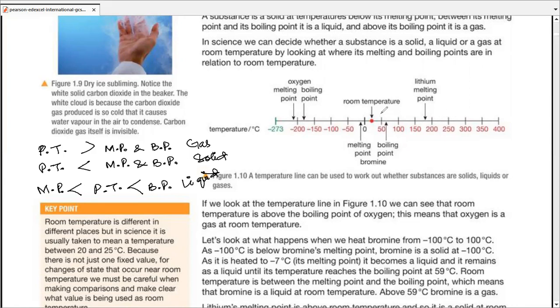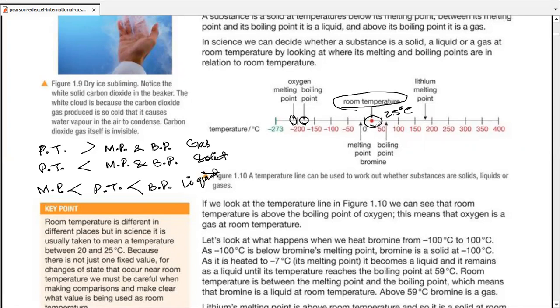Let's take an example. Here, the room temperature is the particular temperature, and that's 25 degrees centigrade probably, all right? In this case, it feels like it has been picked up as 20 degrees centigrade. Doesn't matter. In the question, they're going to give you the exact temperature you need to work with. Now, oxygen is a gas at this temperature because this particular temperature is bigger than both its melting point value and the boiling point value.